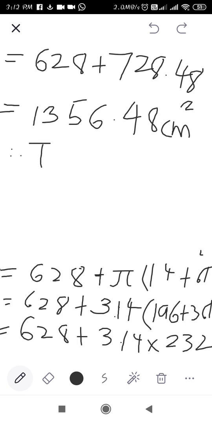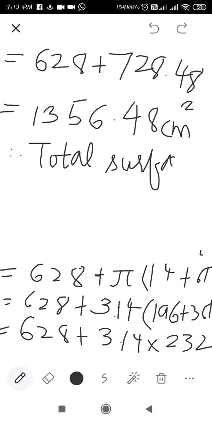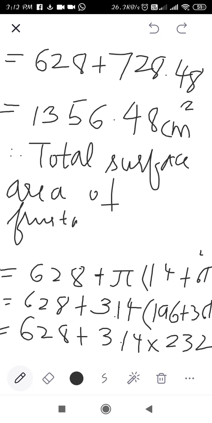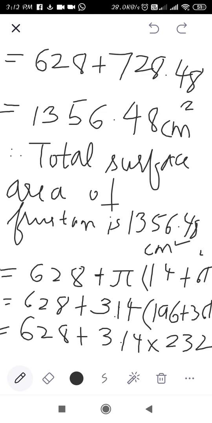Therefore total surface area of frustum is 1356.48 centimeter square. Now the last part of this question, volume of the frustum. Now we will find the volume.